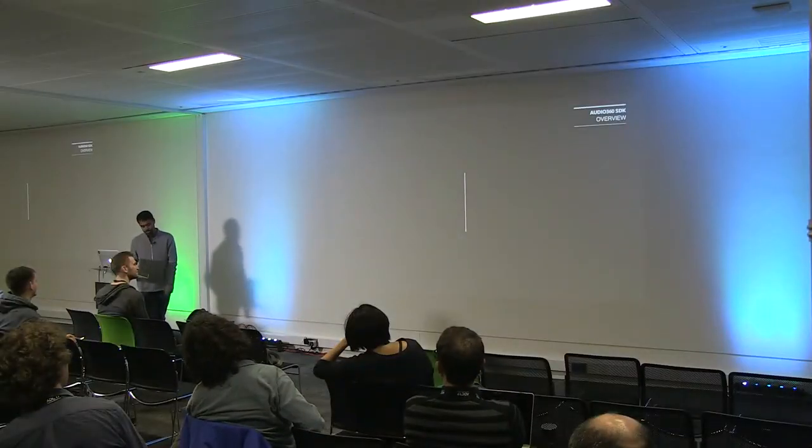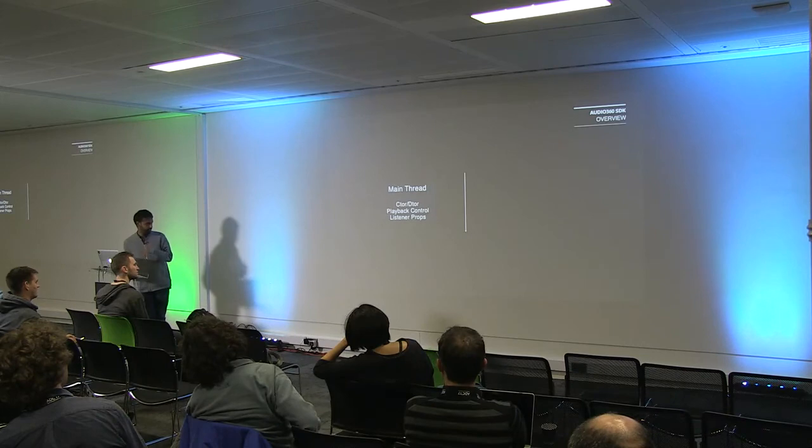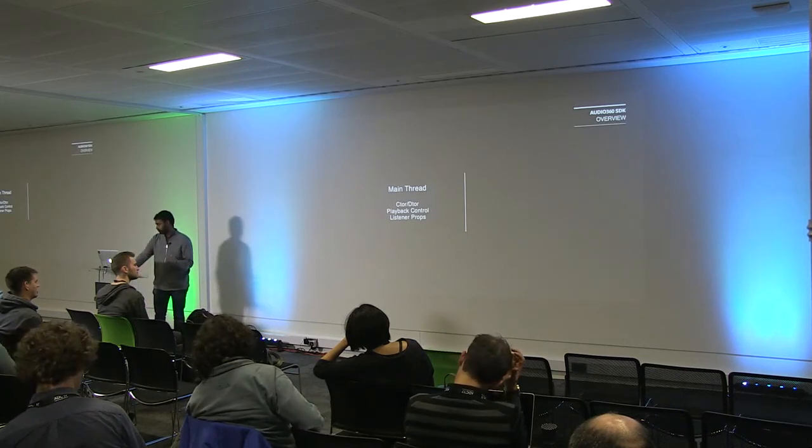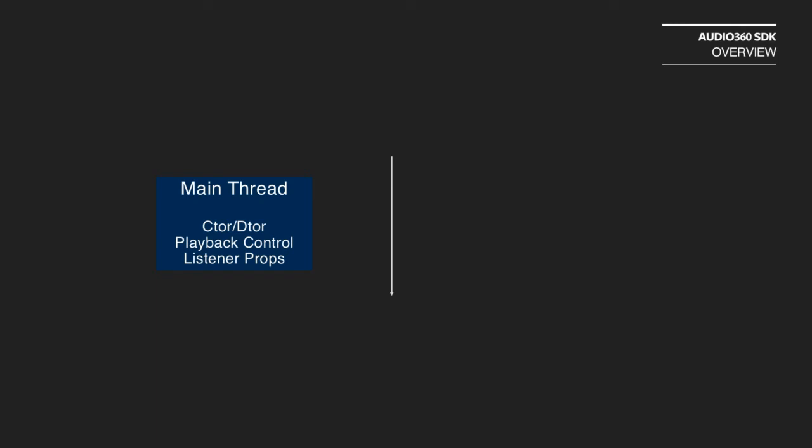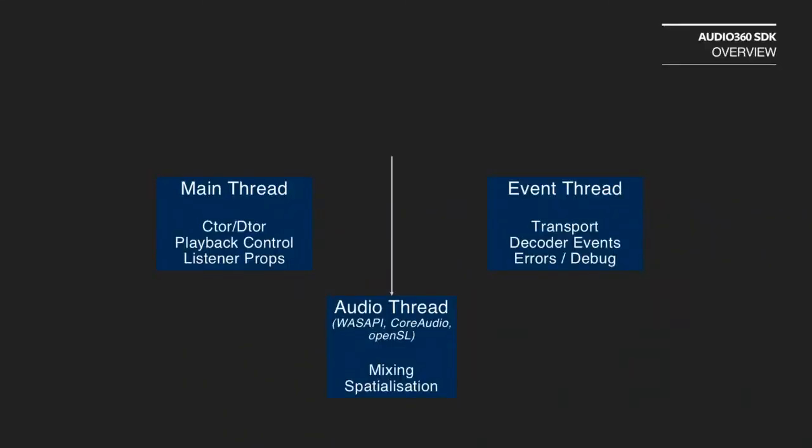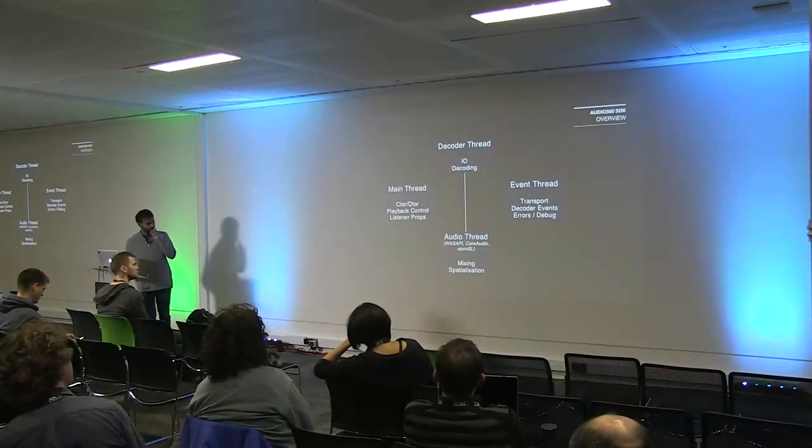Right, so I just want to talk about the high-level architecture of the audio SDK as well. You've typically got a main thread where you can interface with the engine, control playback, create and destroy objects, and set the listener properties like the camera orientation. There's an audio thread that usually interfaces with things like Wasapi, Core Audio, and OpenSL on Android. That does all the mixing and audio spatialization. There's an event thread for signaling events like the state of the decoders, errors and debugging, and transport, like this file has stopped playing. And we've got a decoder thread that does all the I/O and decoding of codecs.